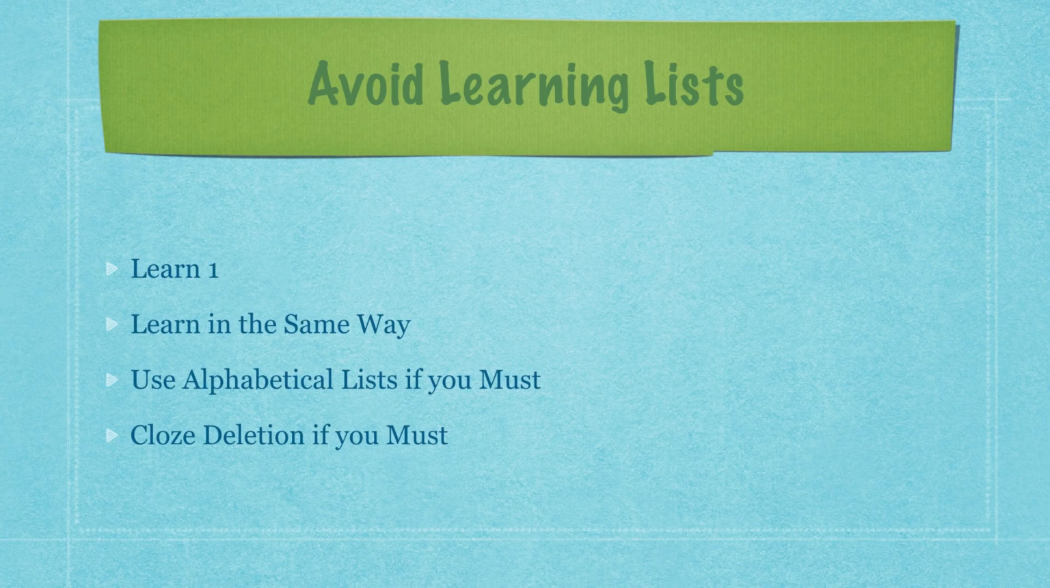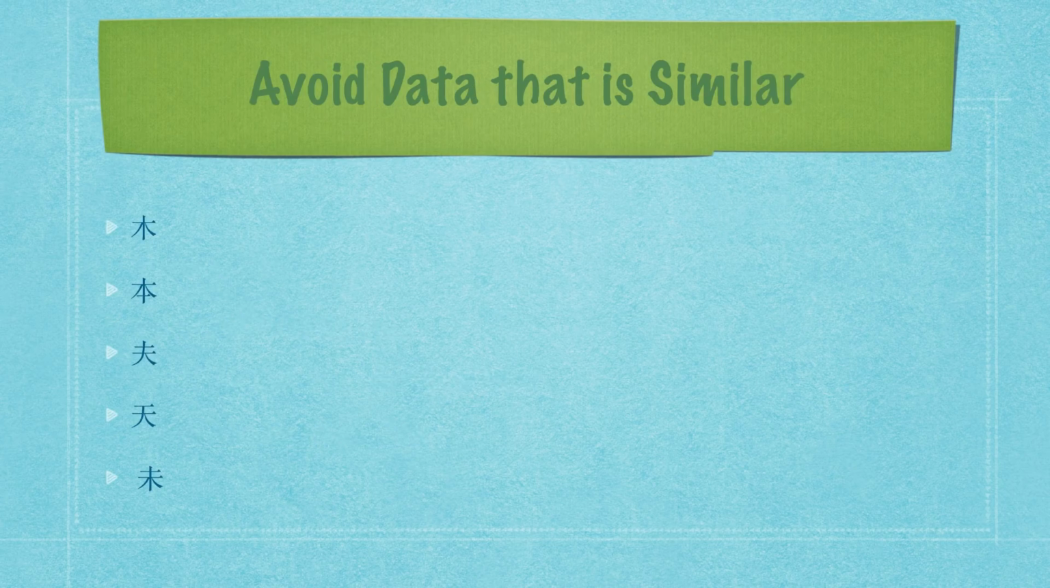If you find that you must use lists, then use an alphabetical list, or better yet, use clues deletion like we have talked about previously. Works much, much better. Also, you want to try to avoid trying to learn data that is similar. You can see right here 5 different Chinese characters, or Japanese characters, whatever, that are very, very similar. You wouldn't want to try to learn these all at exactly the same time because you might get confused.